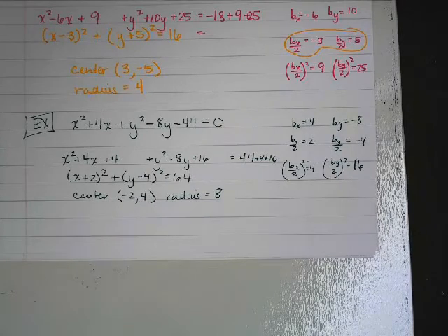So I should have gotten a center of negative 2, 4, and a radius of 8. Will that be all right? Mm-hmm. All right.